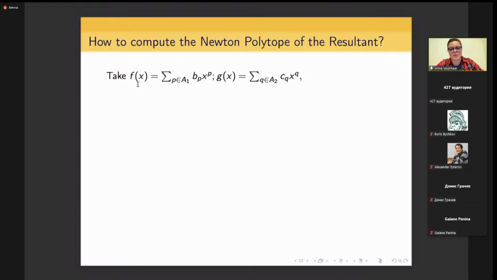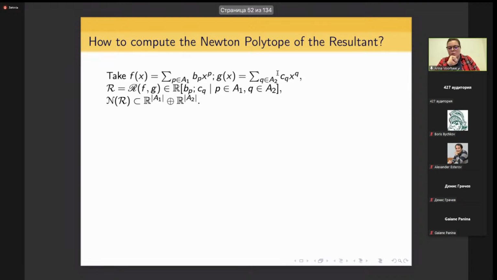So we consider two polynomials f and g with supports A1, A2 in Z. That means that the resultant, the polynomial that we are interested in, is a polynomial in the variables b, c, right? So in these b's and c's. And that's why the Newton polytope of the resultant lies in the space whose coordinates are indexed by each individual point of the sets A1 and A2. So it lies in quite a big space.